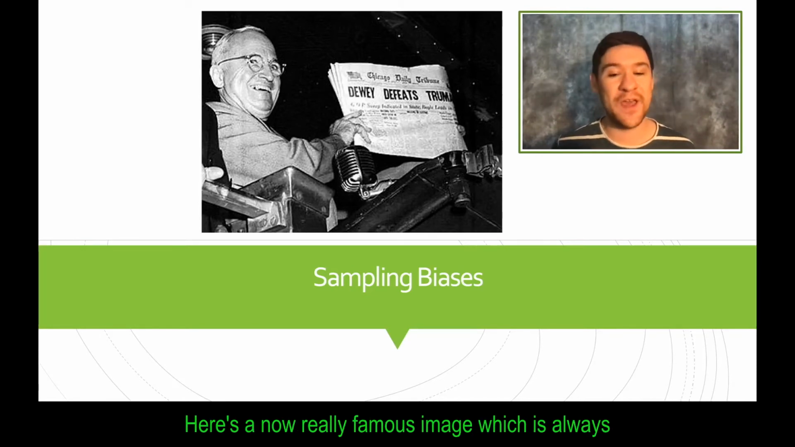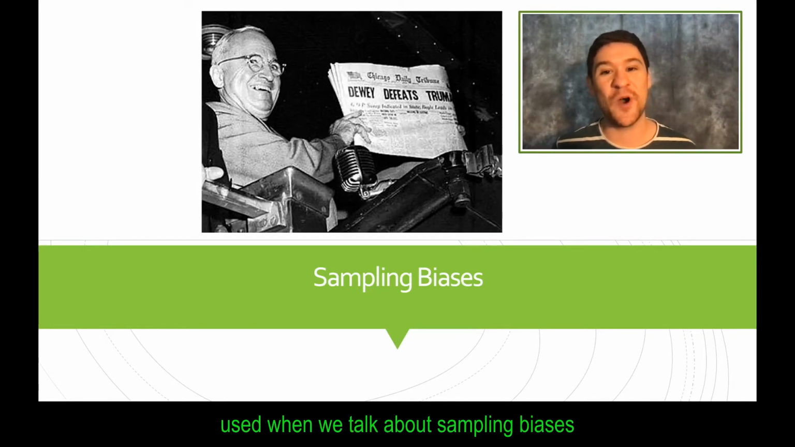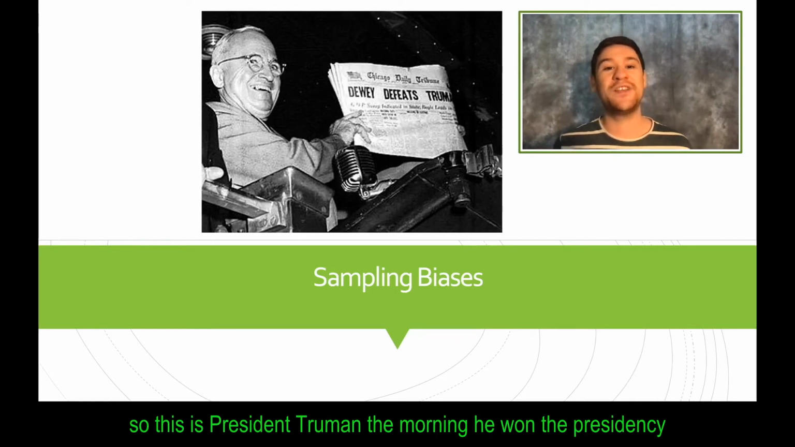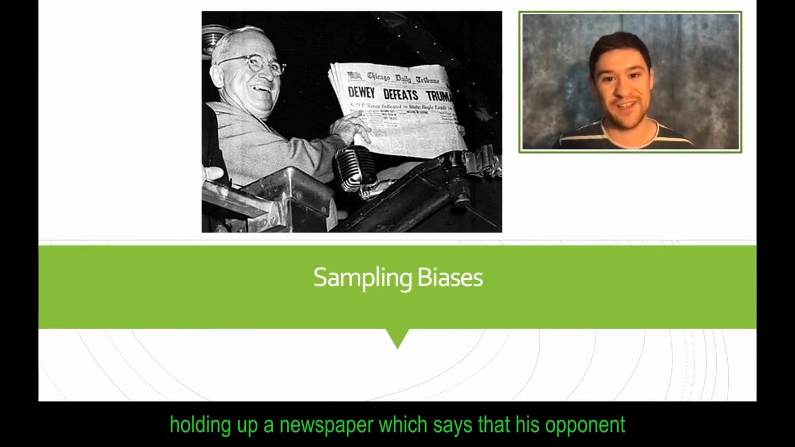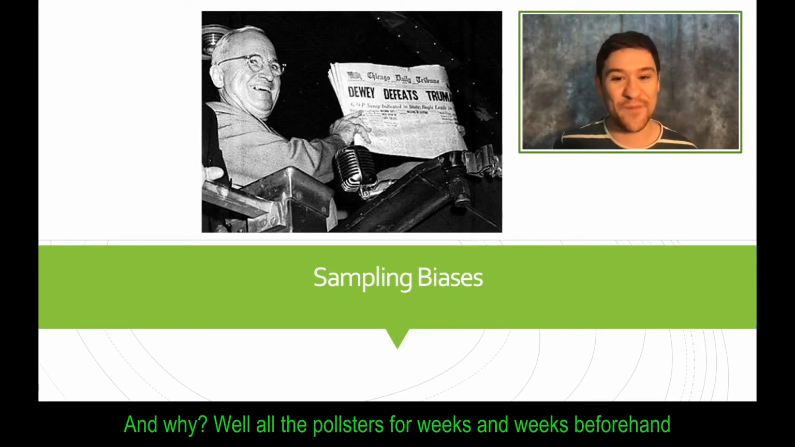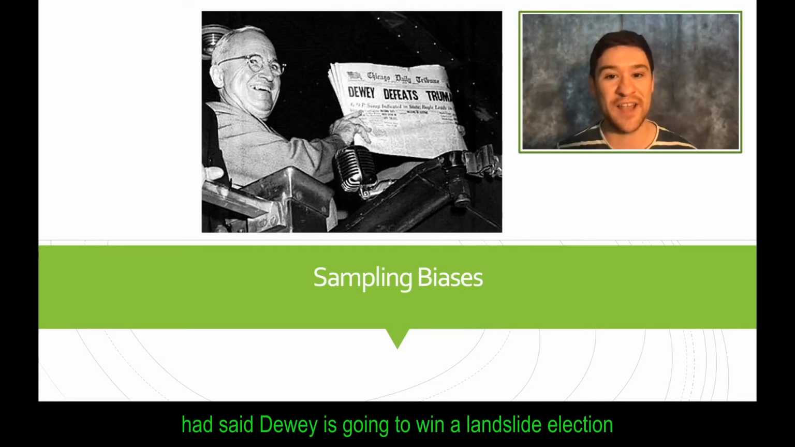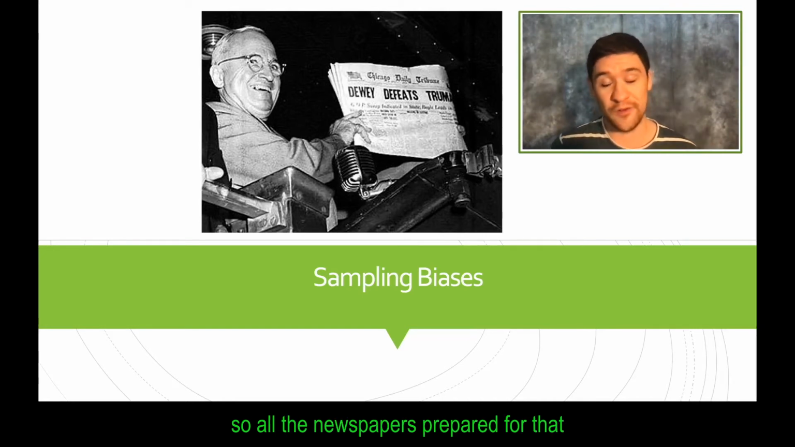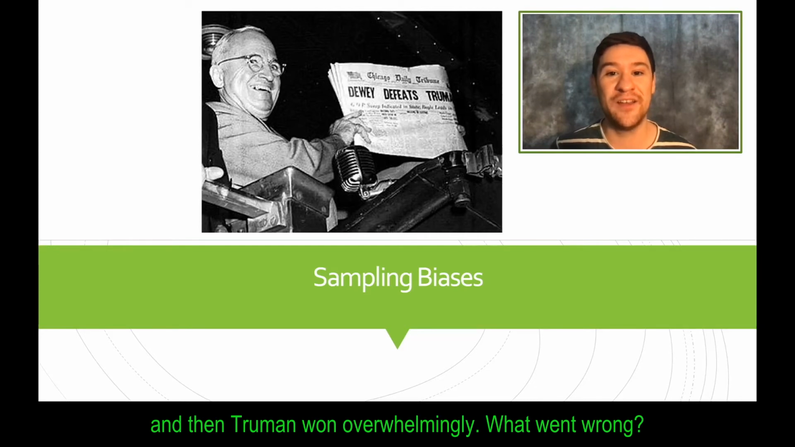Here's a now really famous image which is always used when we talk about sampling biases. So this is President Truman the morning he won the presidency, holding up a newspaper which says that his opponent Dewey defeated him. And why? Well, all the pollsters for weeks and weeks beforehand had said Dewey is going to win a landslide election. So all the newspapers prepared for that, and then Truman won overwhelmingly. What went wrong?